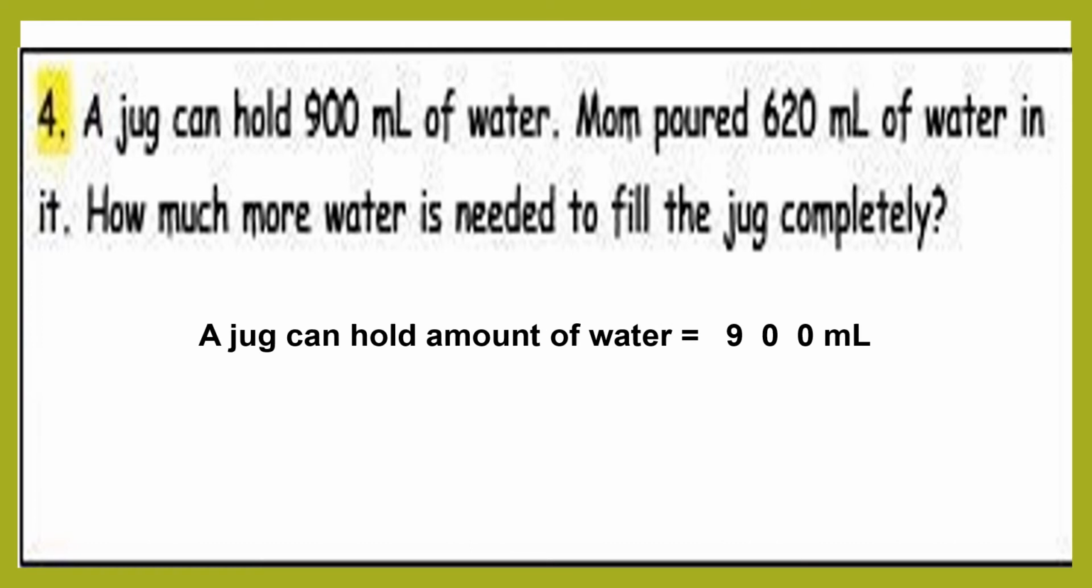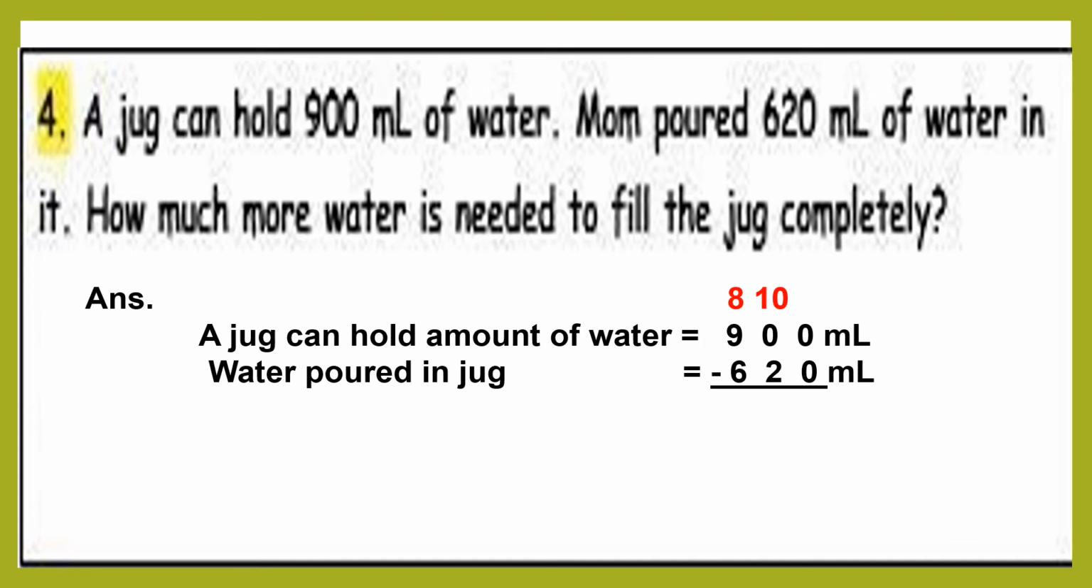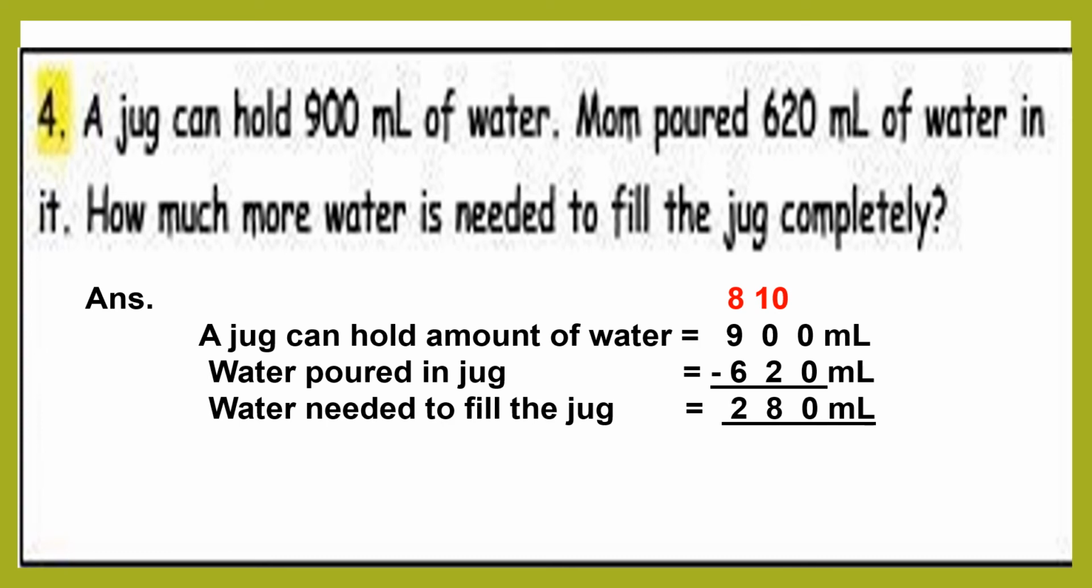So first mention a jug can hold amount of water, that is 900 milliliters. Then how much water was poured, that is 620 milliliters, that you have to mention. And then when you subtract, you will get the answer. Now 0 minus 0 is 0. Now from 0 you cannot subtract 2. So what you will do? Borrow 1 from 9 and it will become 10. Now 10 minus 2 is 8. And 9 is reduced to 8. Now 8 minus 6 is 2. So water needed to fill the jug is 280 milliliters. That means you can fill 280 milliliters more water into the jug.